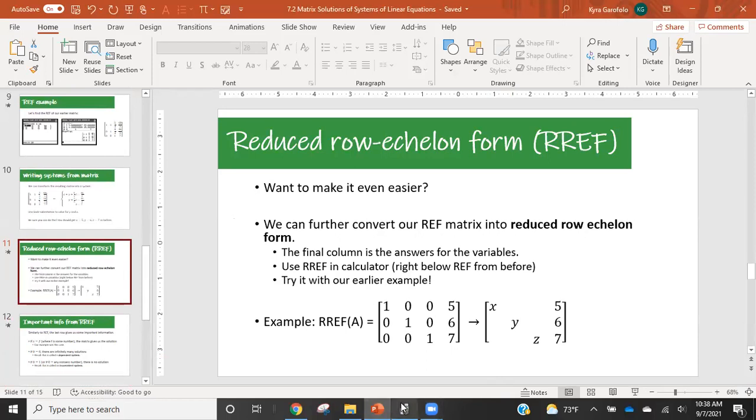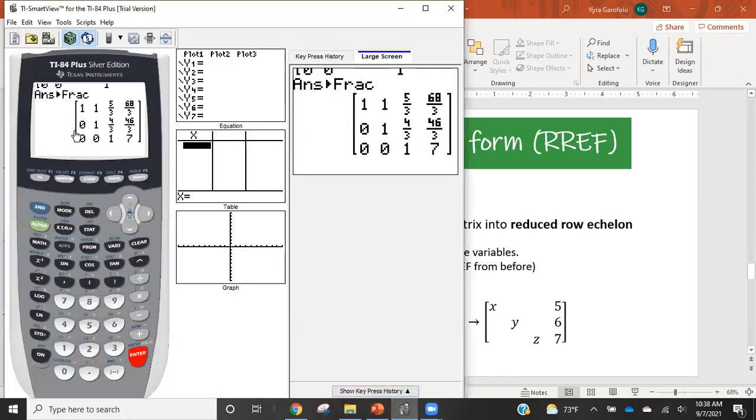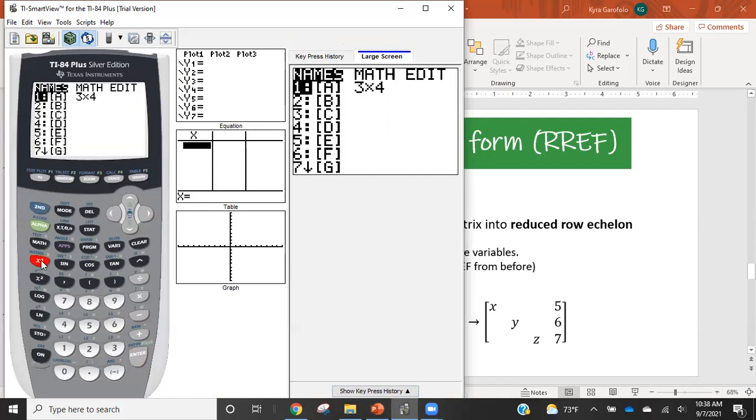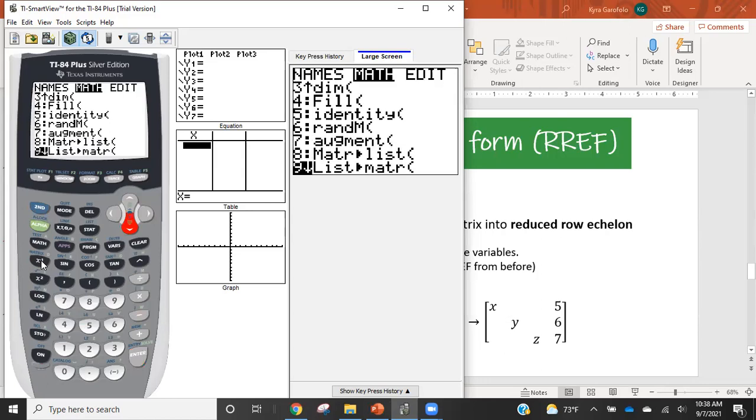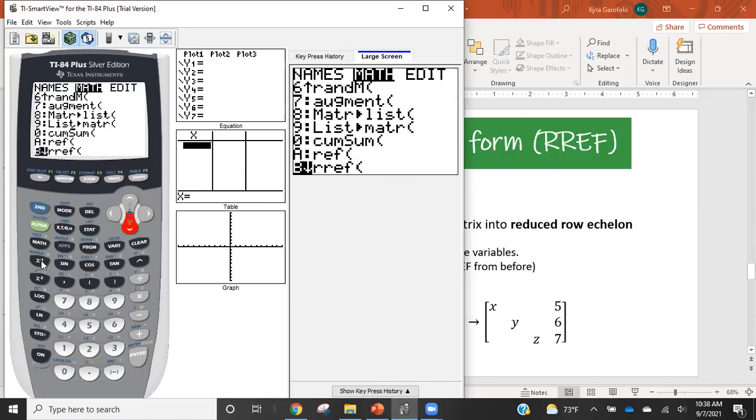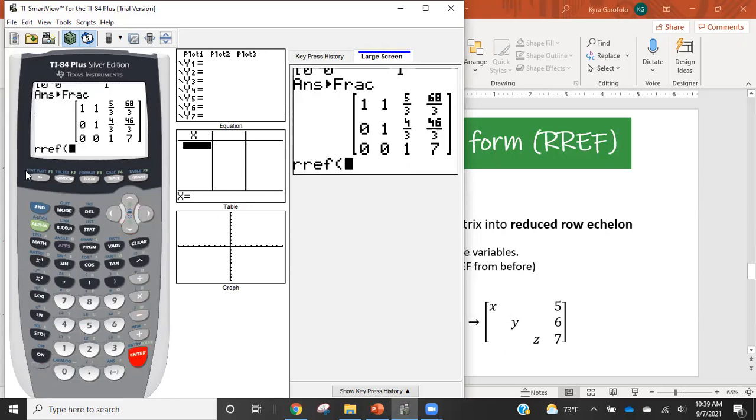Let's take a look. We already have our original matrix in as A. So we're going to go into second matrix, and we're going to go into math, and we're going to scroll all the way down until we see RREF. So there's REF, and here's RREF. We're going to press enter. We're going to say, hey, we want RREF of matrix A. We'll close our parenthesis, and we'll press enter.